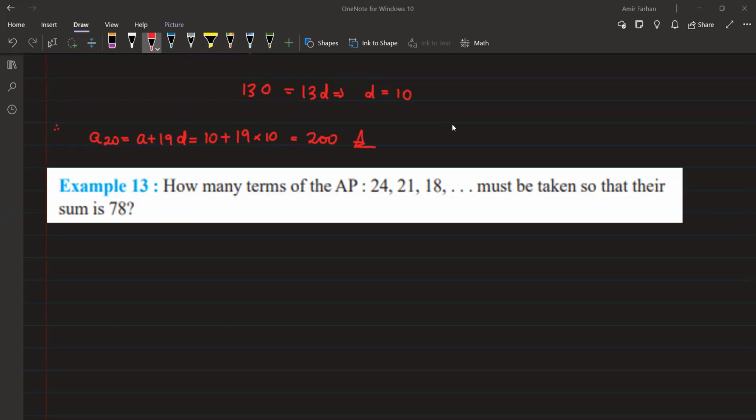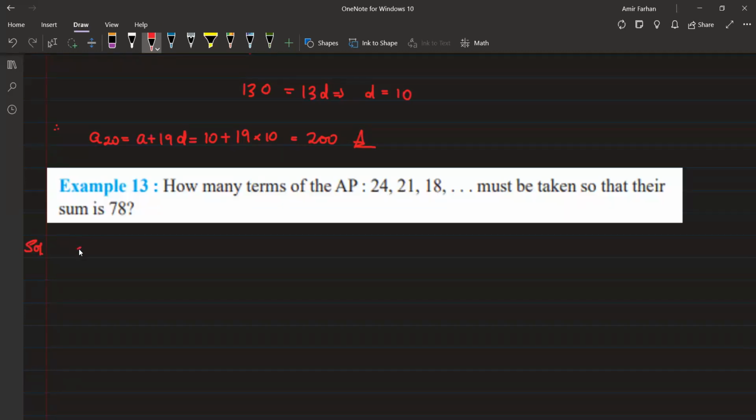Sir, I'm stuck at the factorization, sir. Okay, no issues. Okay, so basically, let's do this question. How many terms of an AP will be formed so that the sum is 78?